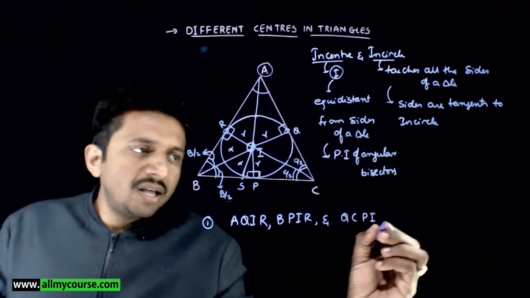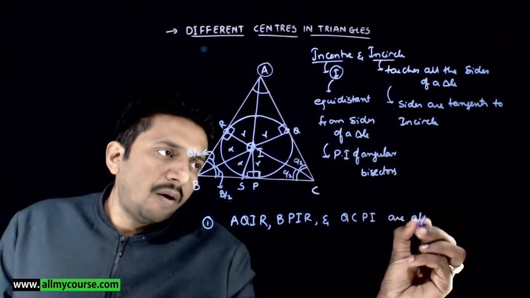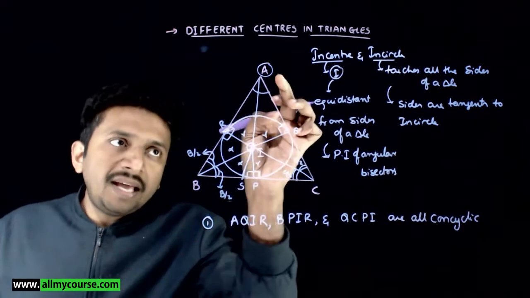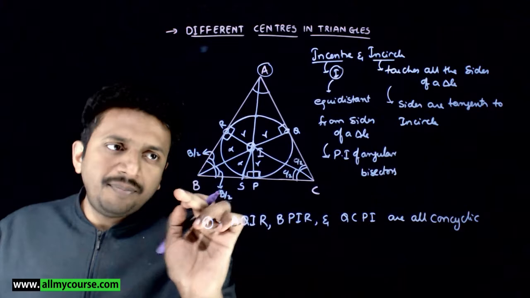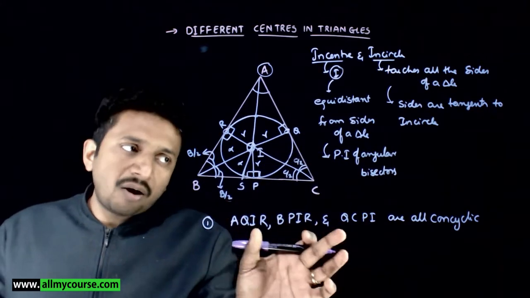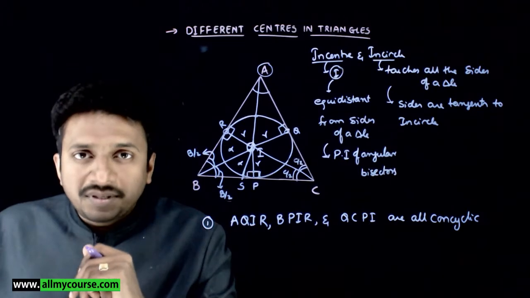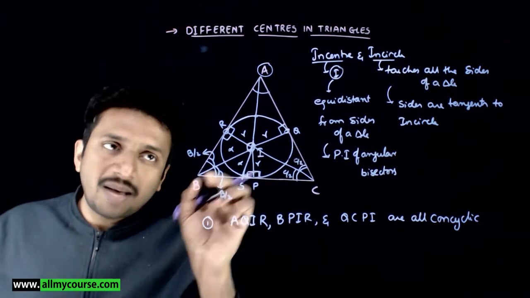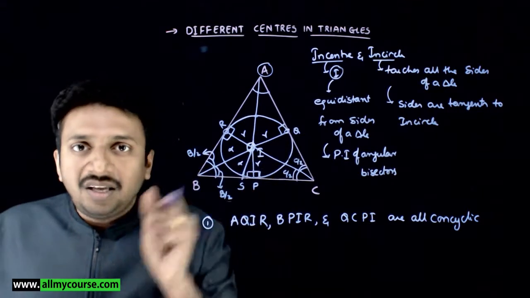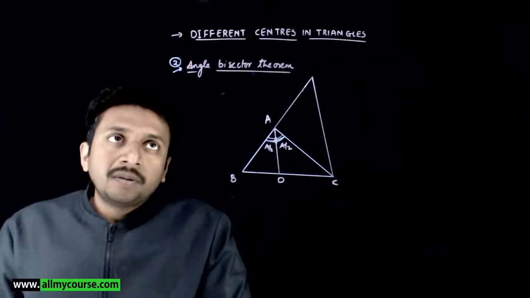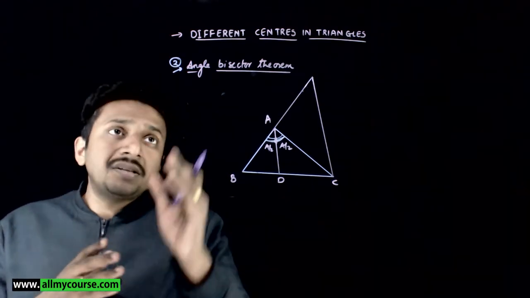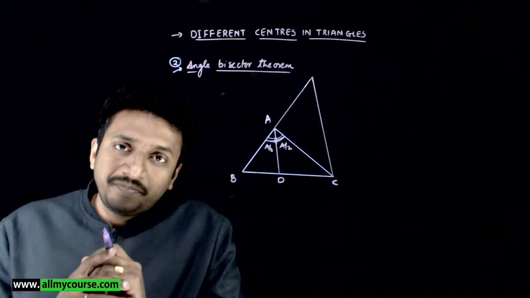These 4 points are all concyclic. So A, Q, I, R; B, P, I, R; C, Q, I, P are all concyclic points. I hope you have understood why this is happening, because the sum of the opposite angles is equal to 180 degrees. So the second property which you need to understand about angle bisectors is the angle bisector theorem.